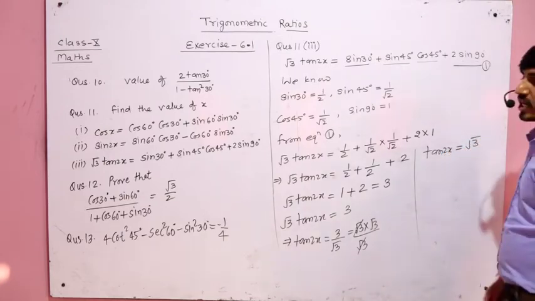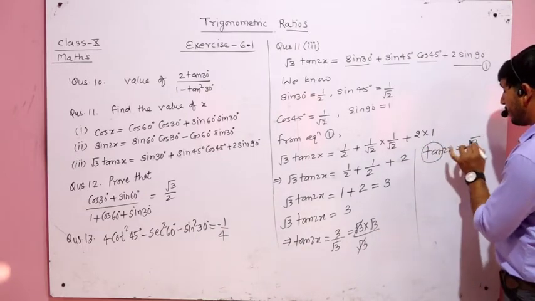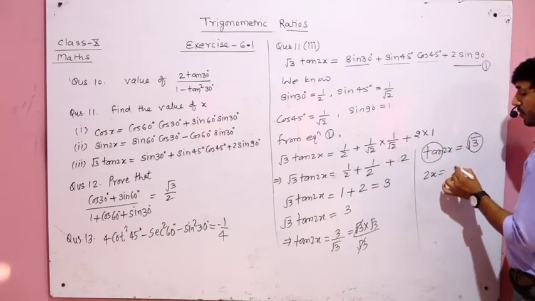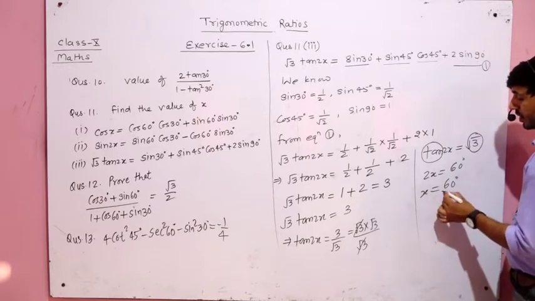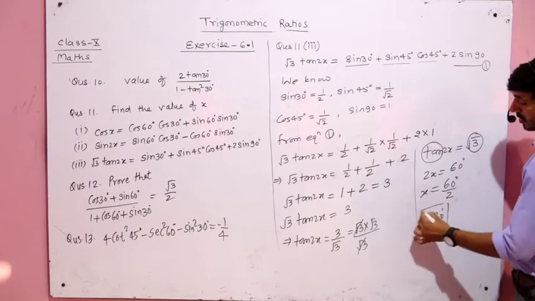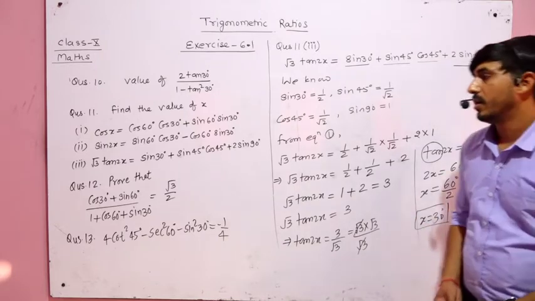Okay, first think about the value of tan where the value of tan will be root 3, and we can write 2x, meaning theta, is equal to 60 degree. It means x is equal to 60 degree by 2. That means x will be 30 degree. That is the desired answer. You should write.